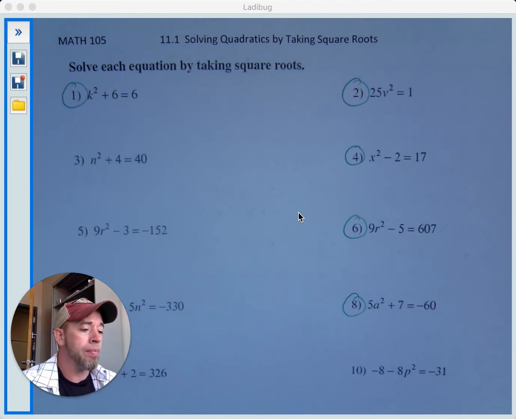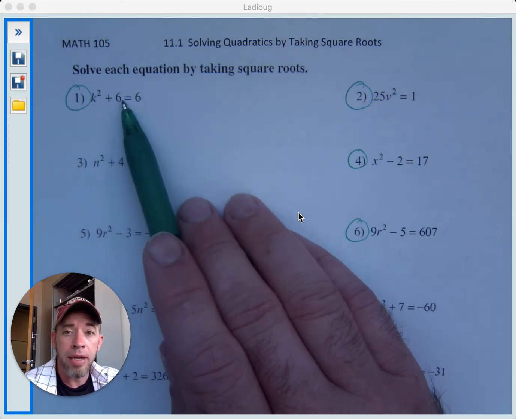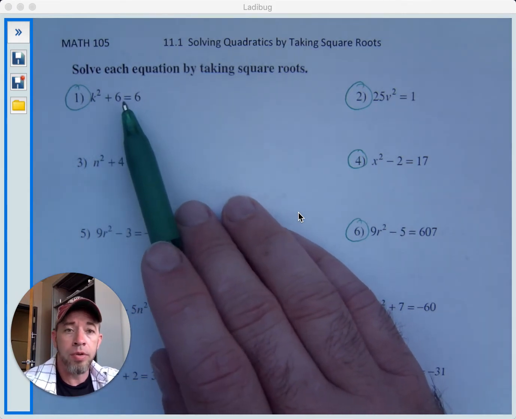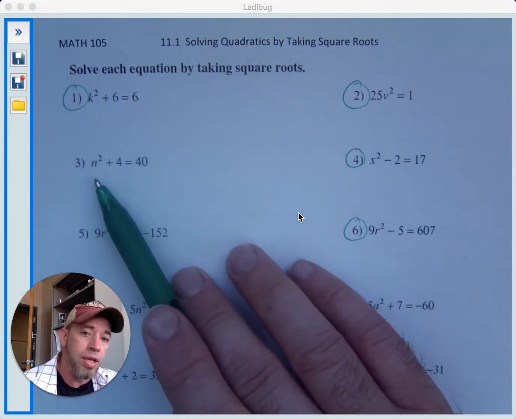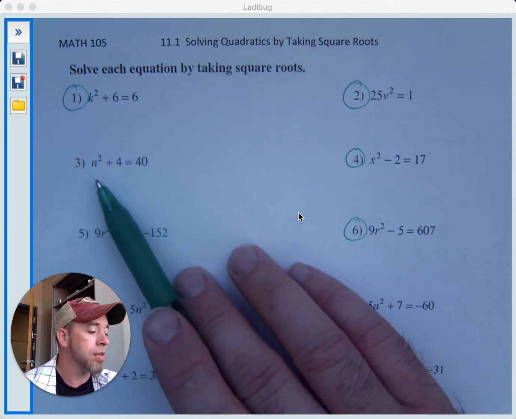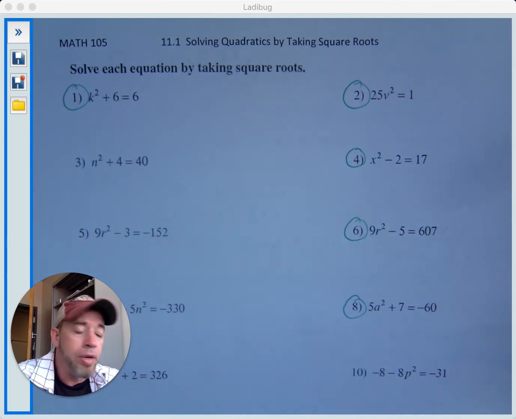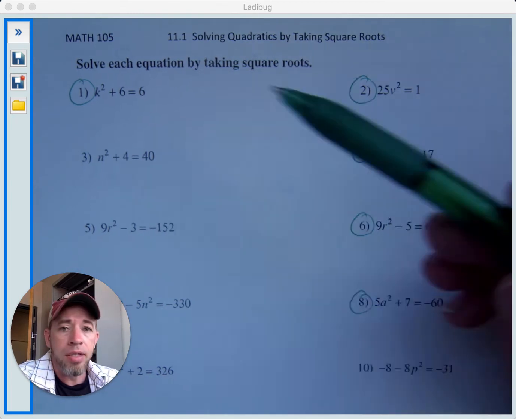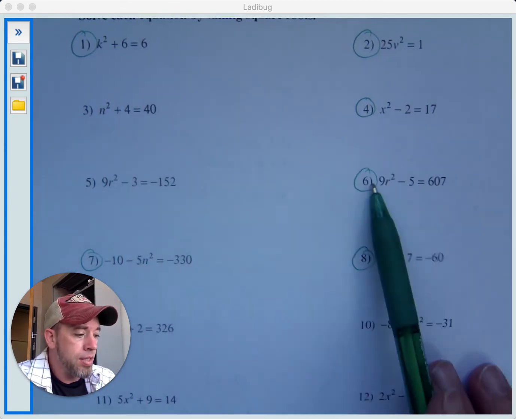What I mean by that, like in this first equation, there's a k squared, but there's no k, right? Then we can use the square root method. Here there's a v squared, but there's no v, so we could use the square root method. Here there's an n squared, but no n, so we could use the square root method. So that trend will work to determine whether or not you can use the square root method to solve a quadratic equation. Now I've circled these, the ones I'm going to do: 1, 2, 4, 6, 7, and 8.